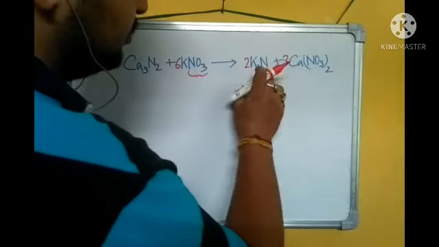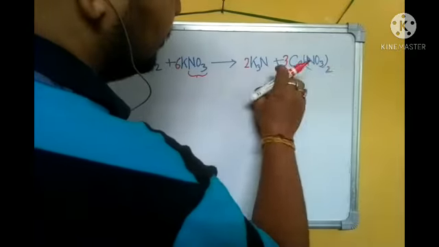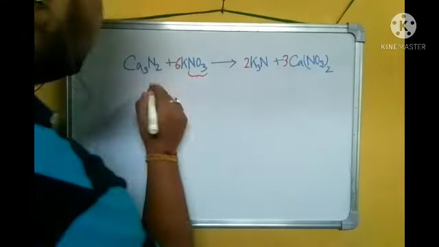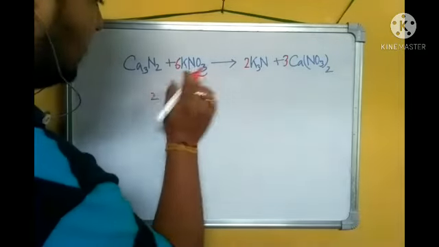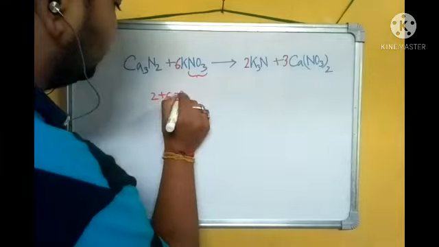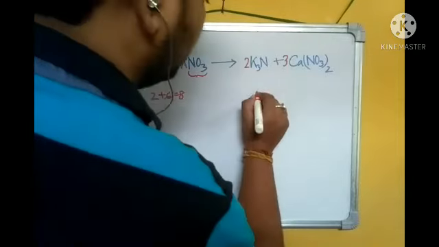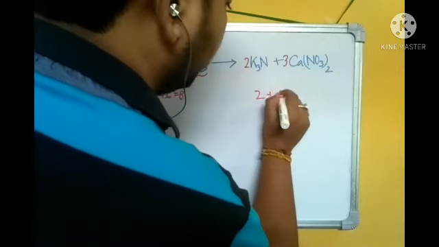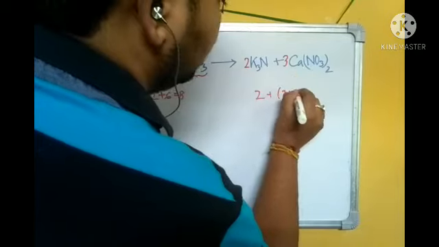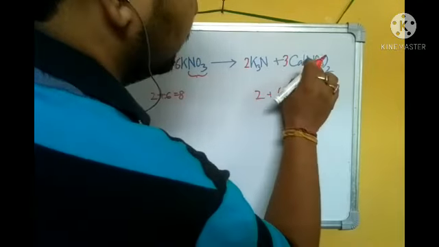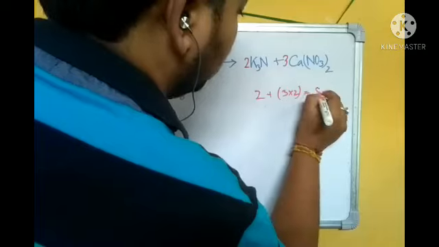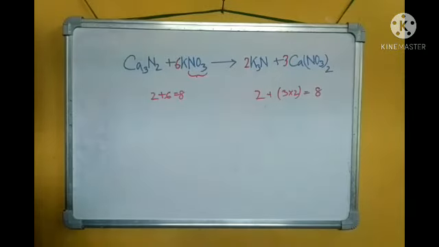Here nitrogen is 2, and here nitrogen is 2 into 3, 6. So here nitrogen is 2 from here and 6 from this side, equal to 8. And here it is 2 into 3, 3 into 2. The number of nitrogen will become 8. So nitrogen is balanced. Now look at oxygen.